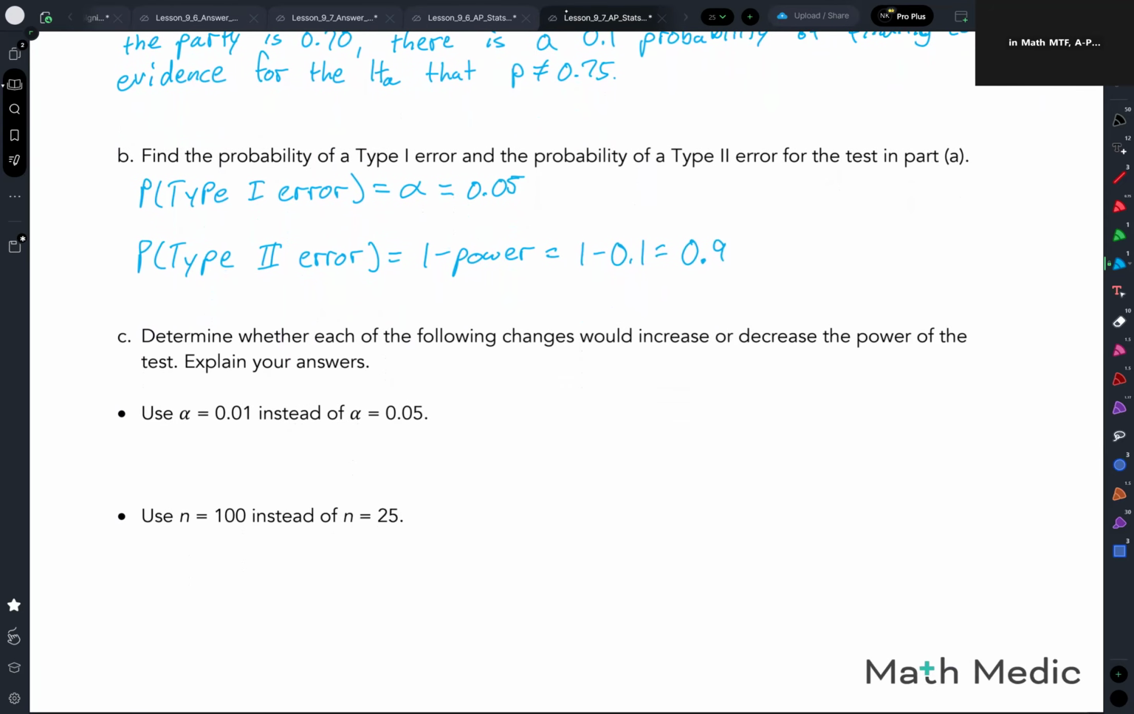All right, determine whether each of the following changes would increase or decrease the power of the test. Explain your answers. So remember, if we use alpha equals 0.01, I have now lowered my alpha. So that's going to increase beta. That's going to make it easier to make a type 2 error. So the power will decrease.